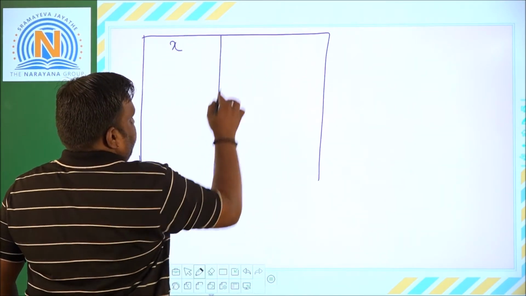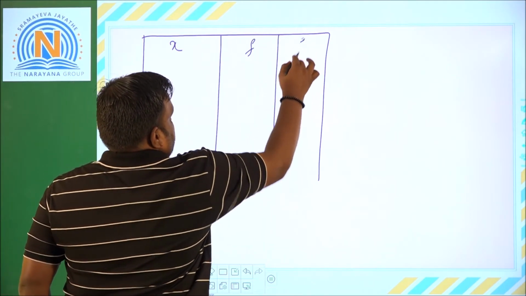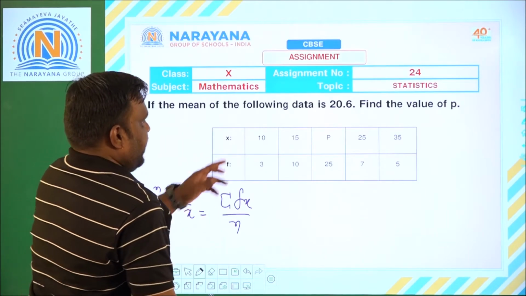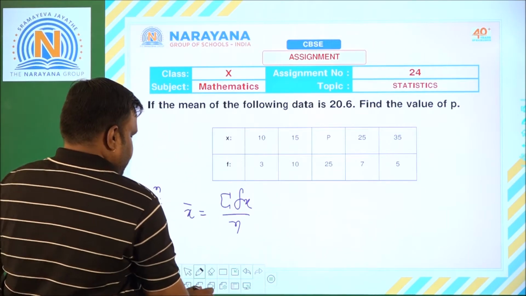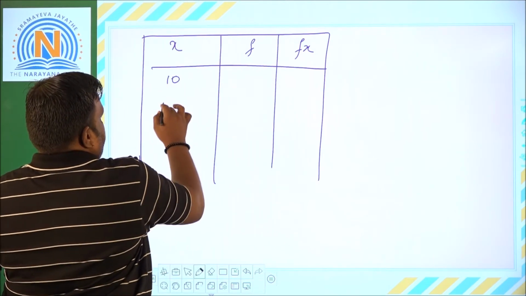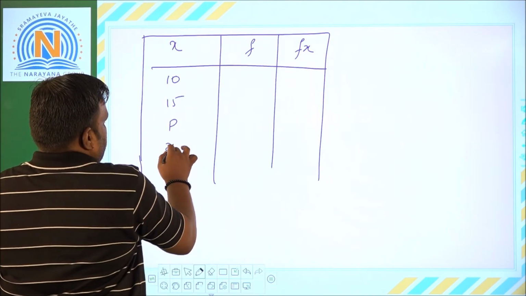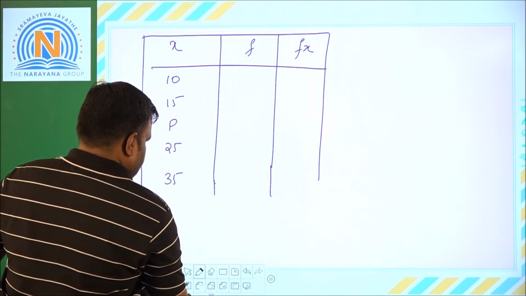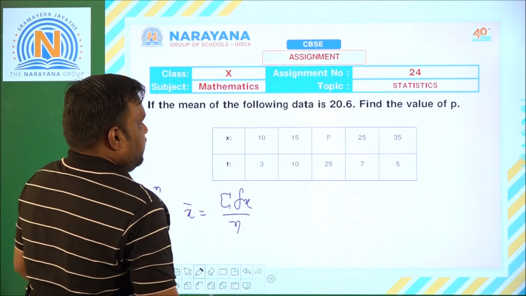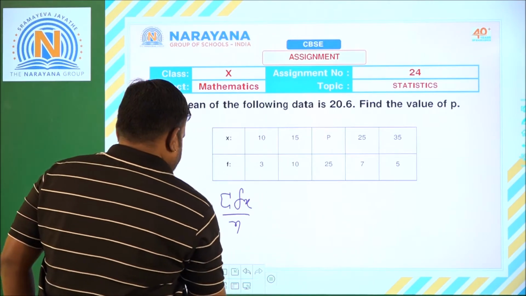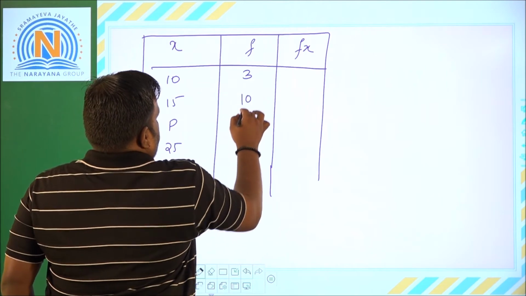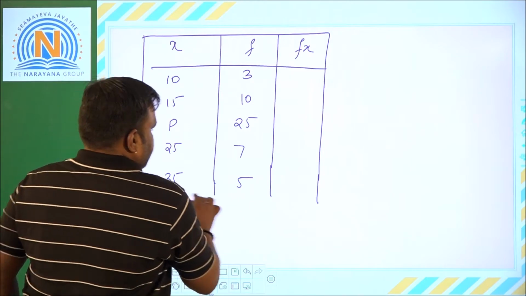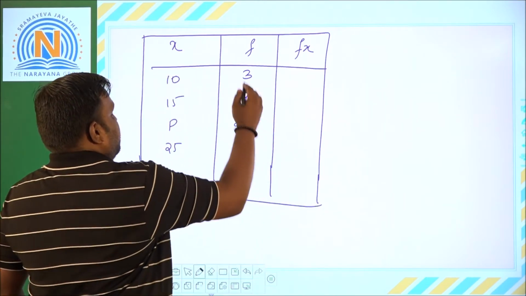First is the x, that is the observations, and their frequencies. Here we have the fx value. The values of observations we have are 10, 15, p, 25, 35. And the respective frequencies are 3, 10, 25, 75. And here fx is the multiplication.